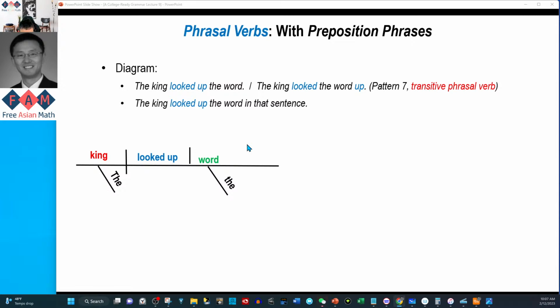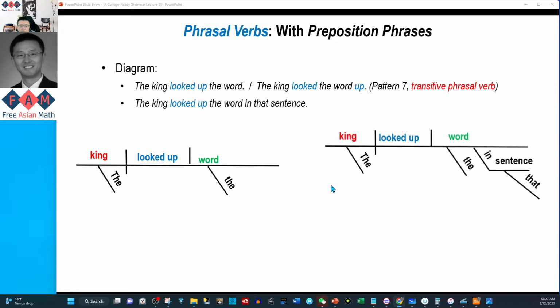So how do we diagram this sentence? Well, it just expands the current diagram we are looking at, which is right here. The king looked up the word, but the word now has one more modifier, in that sentence. Therefore, the diagram should look like this. The king looked up the word in that sentence. Okay, can we still move around this up? Say, the king looked the word in that sentence up? No.